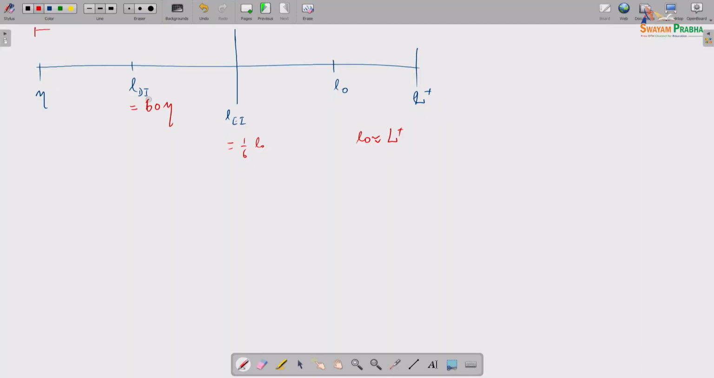So this is the complete equilibrium range. This is the universal equilibrium range, and this is the dissipation range.